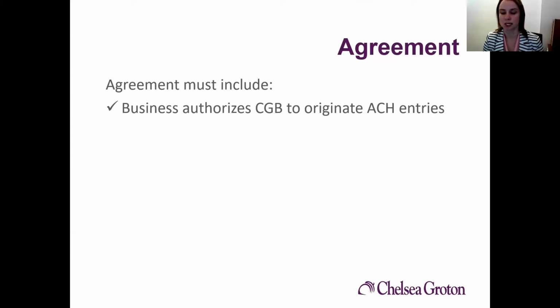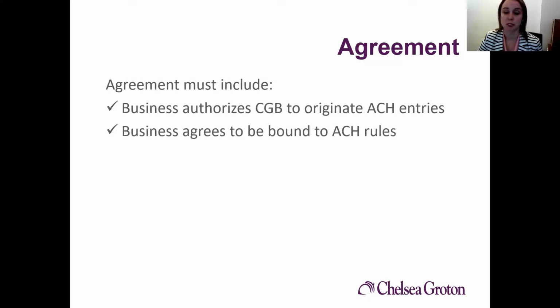So what we're doing is you're sending us a file and we're sending it to the Fed. Basically, you're giving us permission to push a file out of your account using your tax ID into the ACH network. You agree to be bound to the ACH rules, which we're going to talk about today.